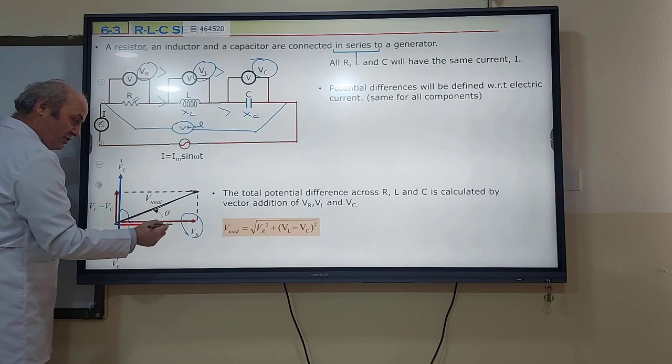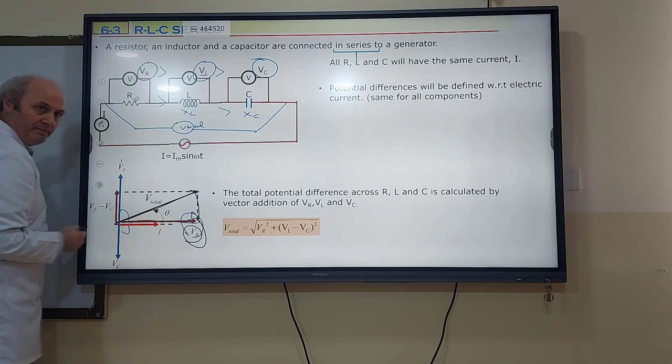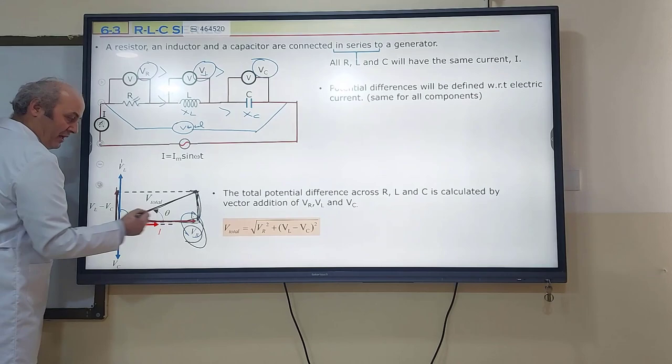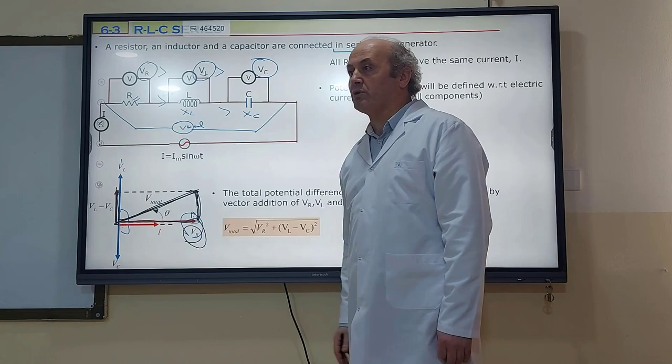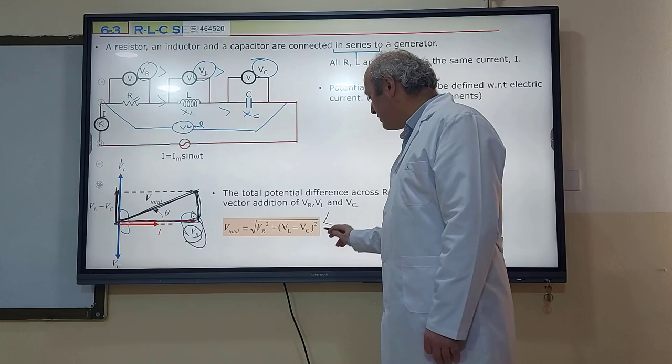As you see, there is a right angle triangle in here. One perpendicular leg is VR. The other perpendicular leg is equal to VL minus VC. So V total is the diagonal. How do we calculate the diagonal? V total squared is equal to VR squared plus (VL minus VC) squared. This is the equation for calculating total potential difference.